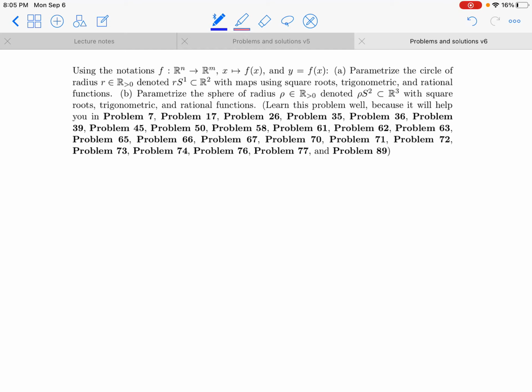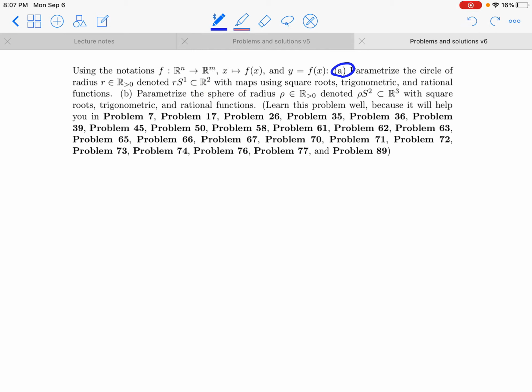Okay, hello everybody. So this is the problem we have, A and B. A is, using the notations of maps, parameterize the circle of radius r, some fixed positive number r, denoted here by a symbol for r times the unit circle. So the unit circle is S1, and r times it is a circle of radius r.